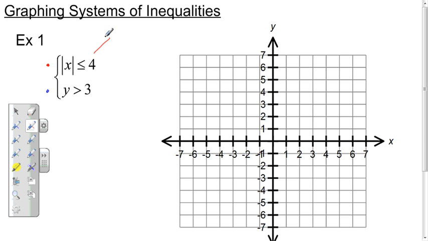The first I'll write here. You need to see that this absolute value of x is less than or equal to 4 can be written as x is less than or equal to 4 and x is greater than or equal to negative 4. Similarly, the exact same thing can be written as this: negative 4 is less than or equal to x, which is less than or equal to 4.